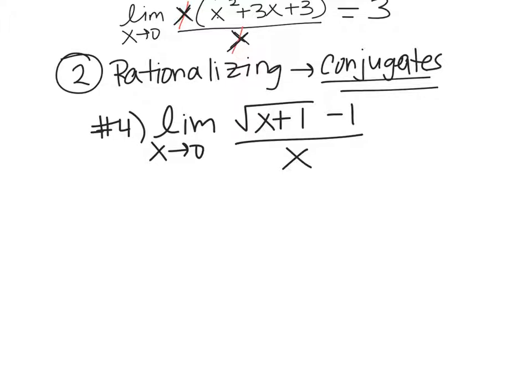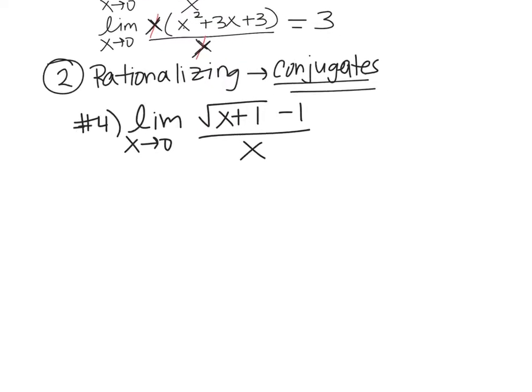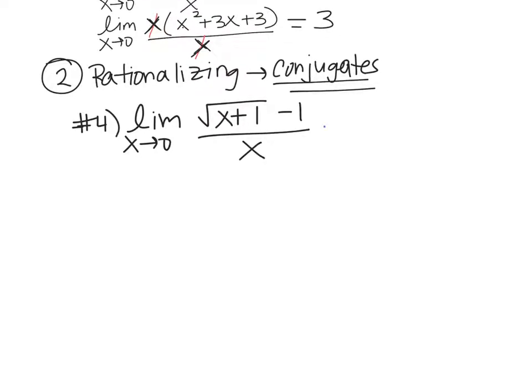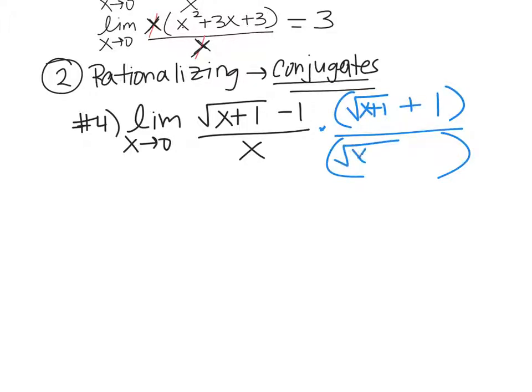So what we're going to do is multiply by the conjugate. Do you remember conjugates at all? Conjugates differ only by one sign, and that's the sign in the middle. So the conjugate of the square root of x plus 1 minus 1 is the square root of x plus 1 plus 1. Everything else stays exactly the same. And whatever you do to the numerator, you have to do to the denominator to keep your fractions equal.